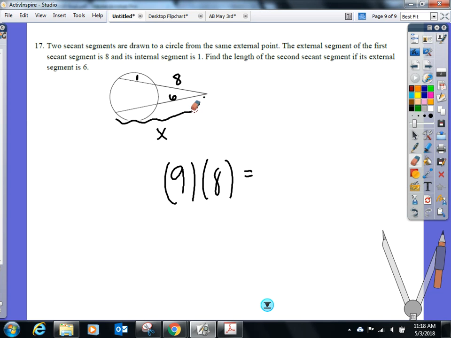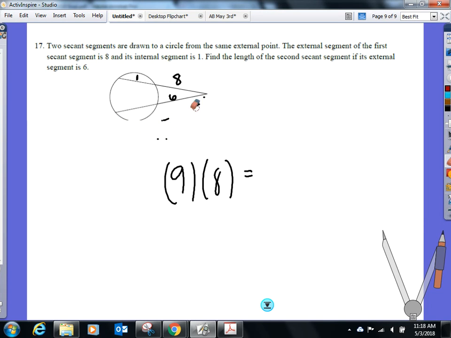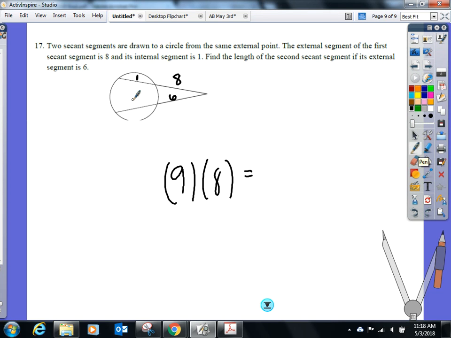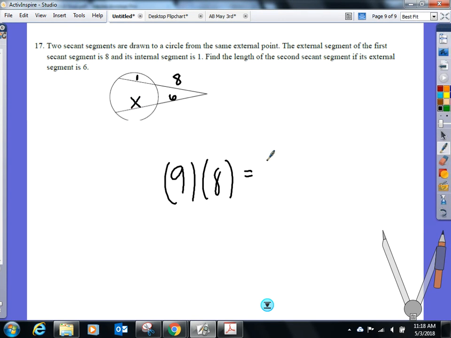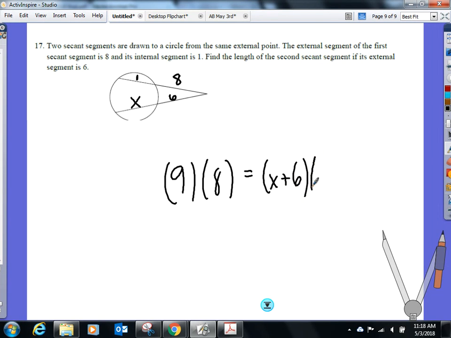Instead of calling the whole secant X, what would happen if you called the internal part X? So go ahead now. Now it's X plus 6 times external part 6. If you do it this way, I just warn you, what are you solving for when you end up with X? Internal part. Just watch out for that. That's not my final answer on this one. If I call the internal part X, I'm going to have to add it to 6 at the end. So 72 equals 6x plus 36.